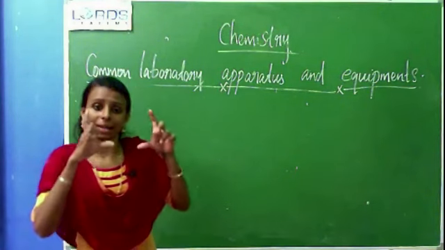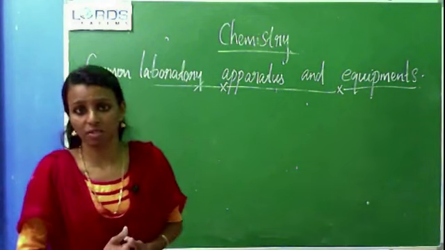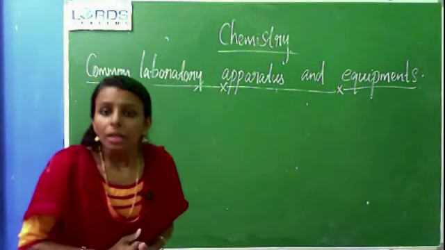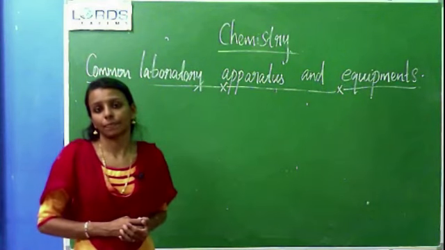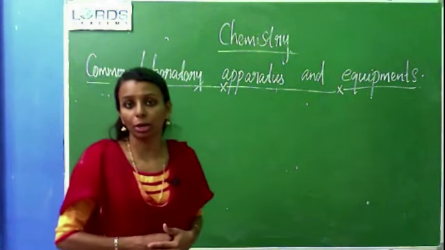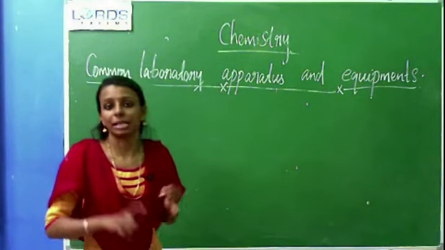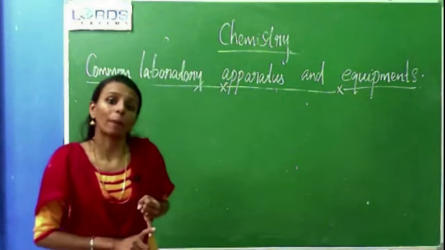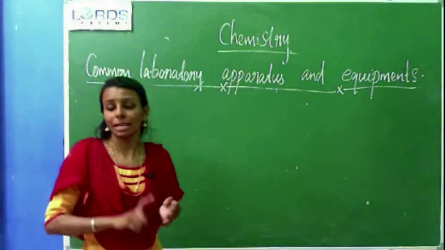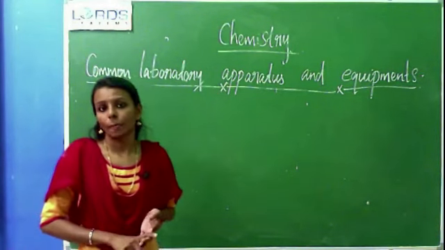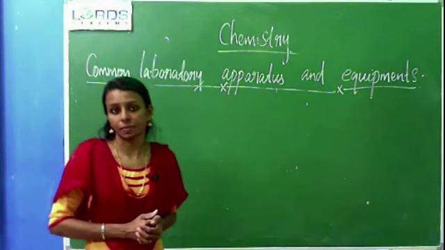Then we can see through that. Glass apparatus is transparent. Glass is a transparent object, so we can see through that. The glass does not react with any other substances. These are the important points. Most of the laboratory apparatus are made up of glass because it is made up of hard or pyrex glass. It is very easy to clean. It will withstand high temperature. It will not react with many of the substances.